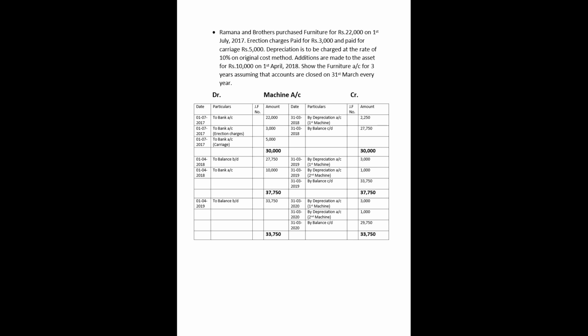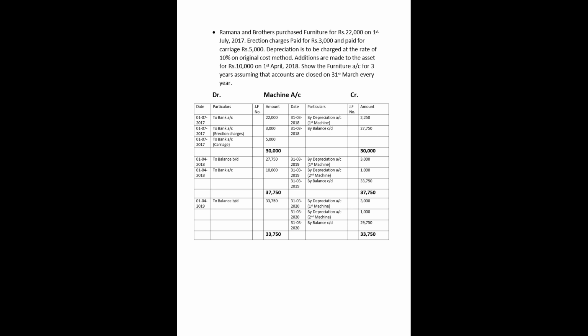Ramana and Brothers purchased furniture for rupees 22,000 on 1st July 2017. Erection charges paid were rupees 3,000 and carriage paid was rupees 5,000. Depreciation is to be charged at the rate of 10% on original cost method. Additions are made to the asset for rupees 10,000 on 1st April 2018. Show the furniture account for 3 years, assuming that accounts are closed on 31st March every year.